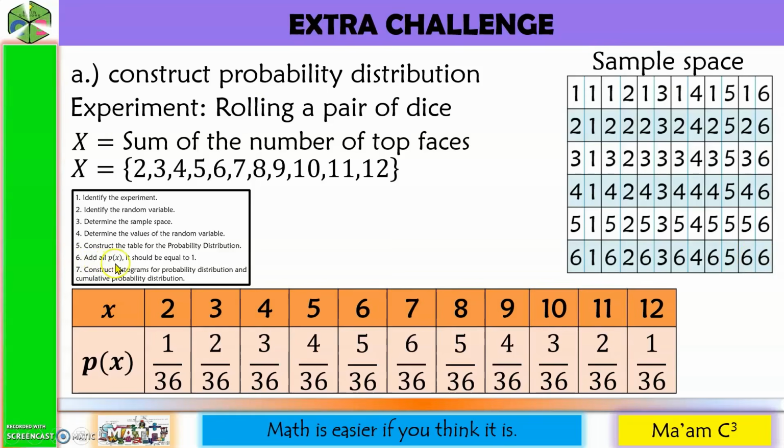Step 6, add all P of x. It should be equal to 1. Since these are similar fractions, we just have to add the numerators. 1 plus 2 is 3, plus 3 is 6, plus 4 is 10, plus 5 is 15, plus 6 is 21, plus 5 is 26, plus 4 is 30, plus 3 is 33, plus 2 is 35, plus 1 is 36. 36 divided by, copy the denominator, 36, equals 1. That's it. We're done with the probability distribution.